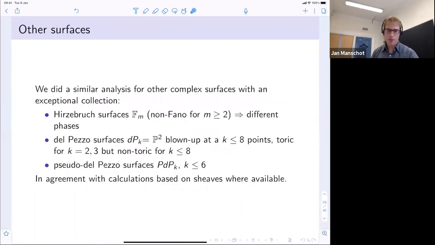I think. So we did consider many other surfaces for which there's a strong full exceptional collection to start with. For example, the Hirzebruch surfaces. Note that they are non-Fano if this m is larger or equal to 2. And another aspect I will mention a little bit is that there are different phases in this case. The Del Pezzo surfaces, one can also go through basically the same techniques, as well as the pseudo Del Pezzo surfaces. And we basically found the same results, that we reproduced the calculations from the sheaves based on these generating functions, and the attractor values all vanish except for the ones of the pure D0 branes.